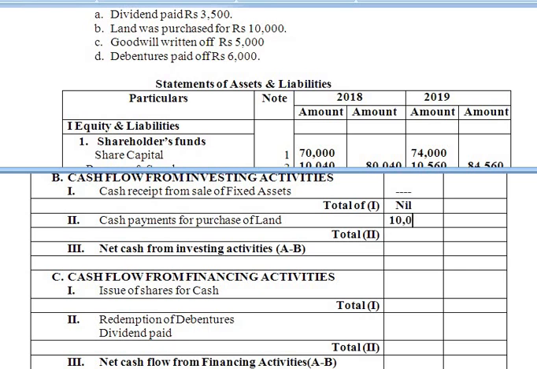So the firm has invested 10,000 rupees in the purchase of fixed asset, so the total is 10,000. And this 10,000 is what? Payment. You have made the payment, so it is an outflow of cash.